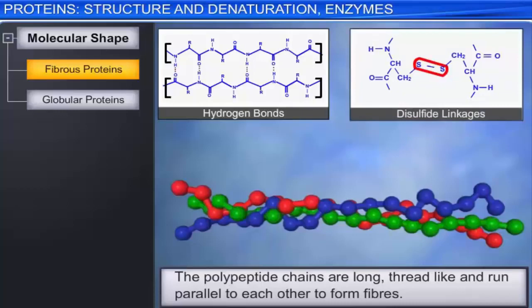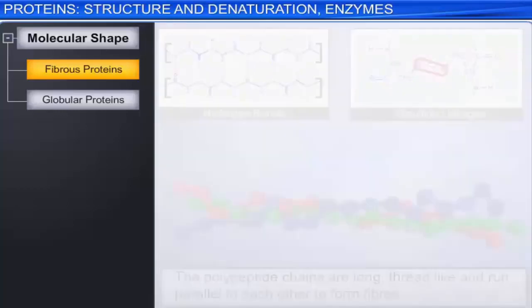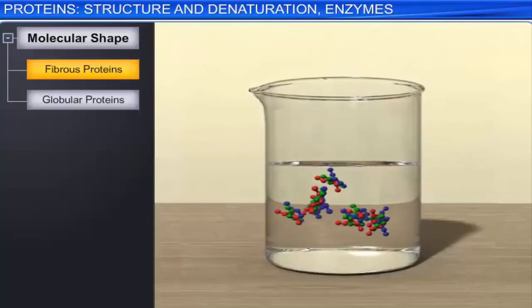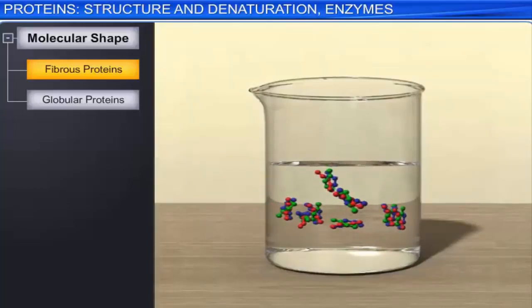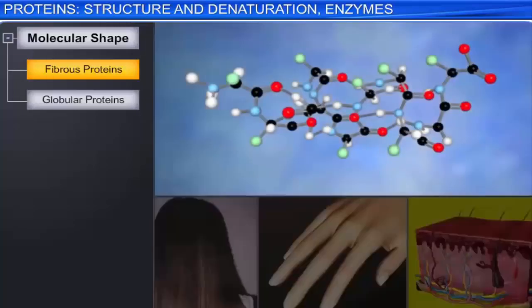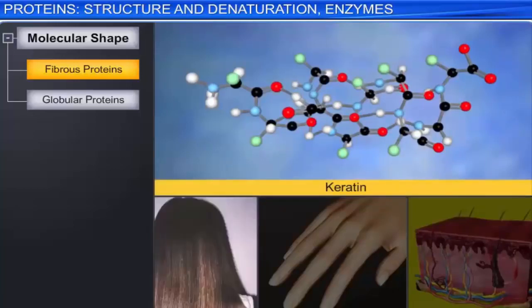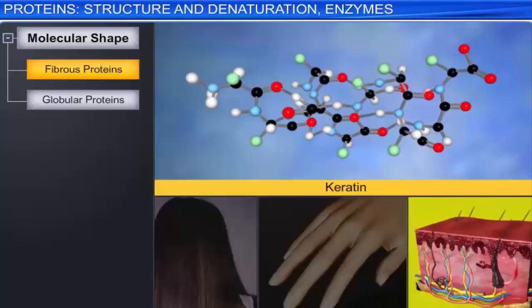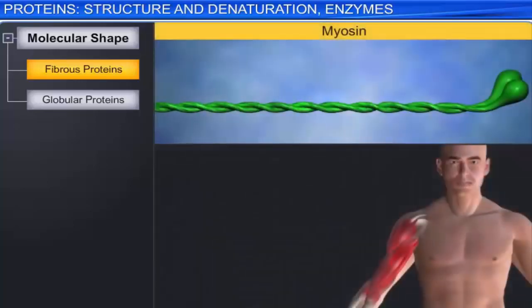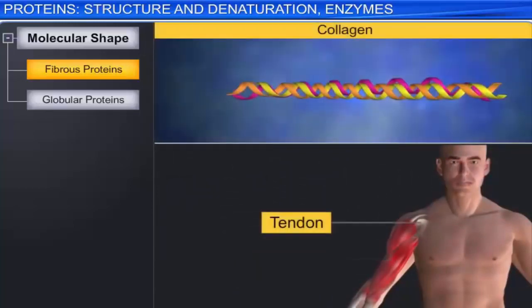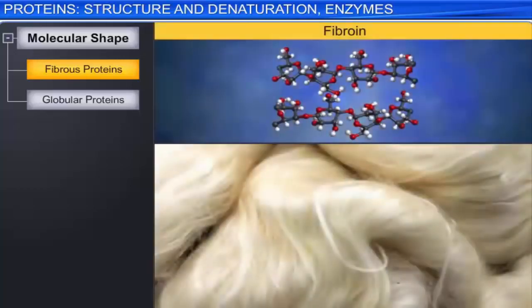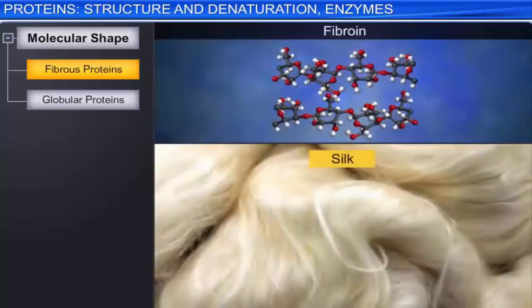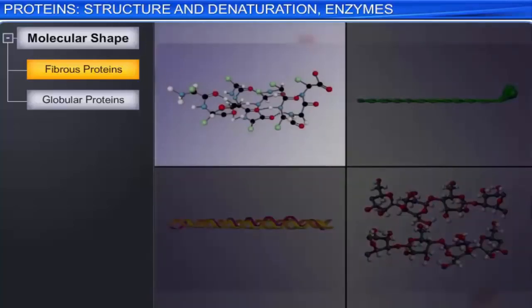Due to their strong intermolecular forces of attraction, fibrous proteins are generally insoluble in water. Important examples of fibrous proteins include keratin, found in hair, nails, skin, etc. Myosin, found in muscles. Collagen, found in tendons. And fibroin, found in silk. Thus, these proteins form the structural material of animal tissues.